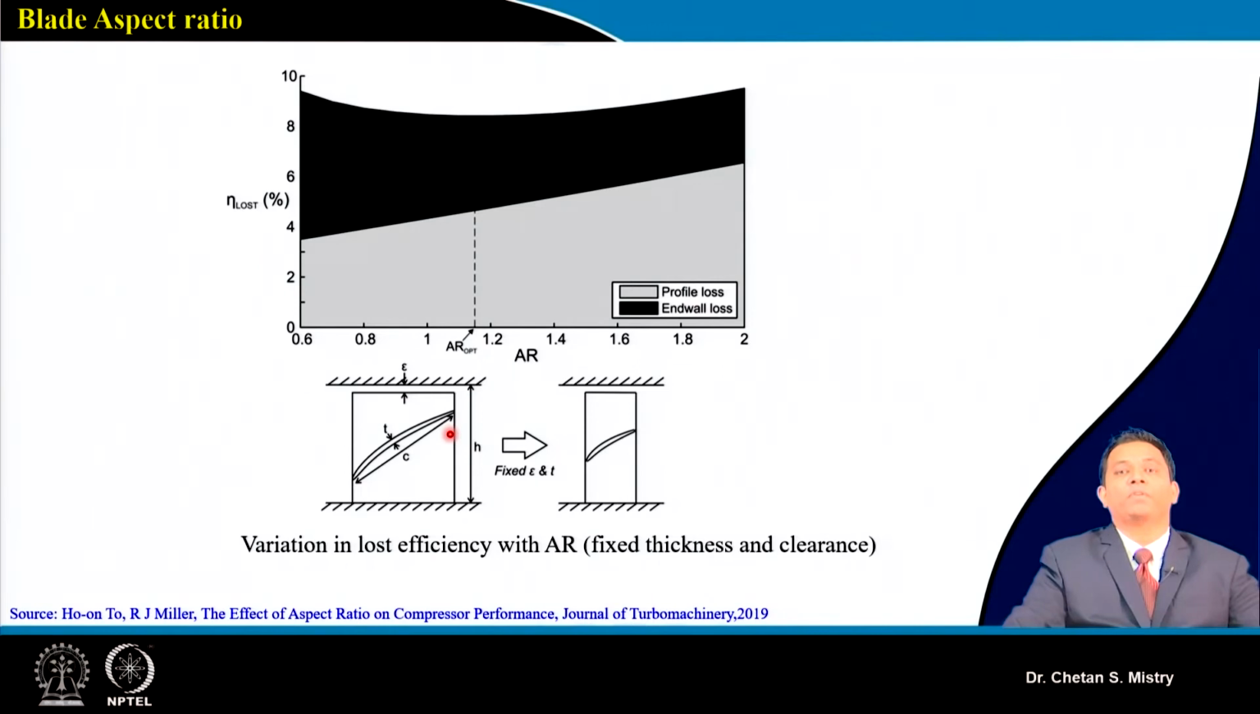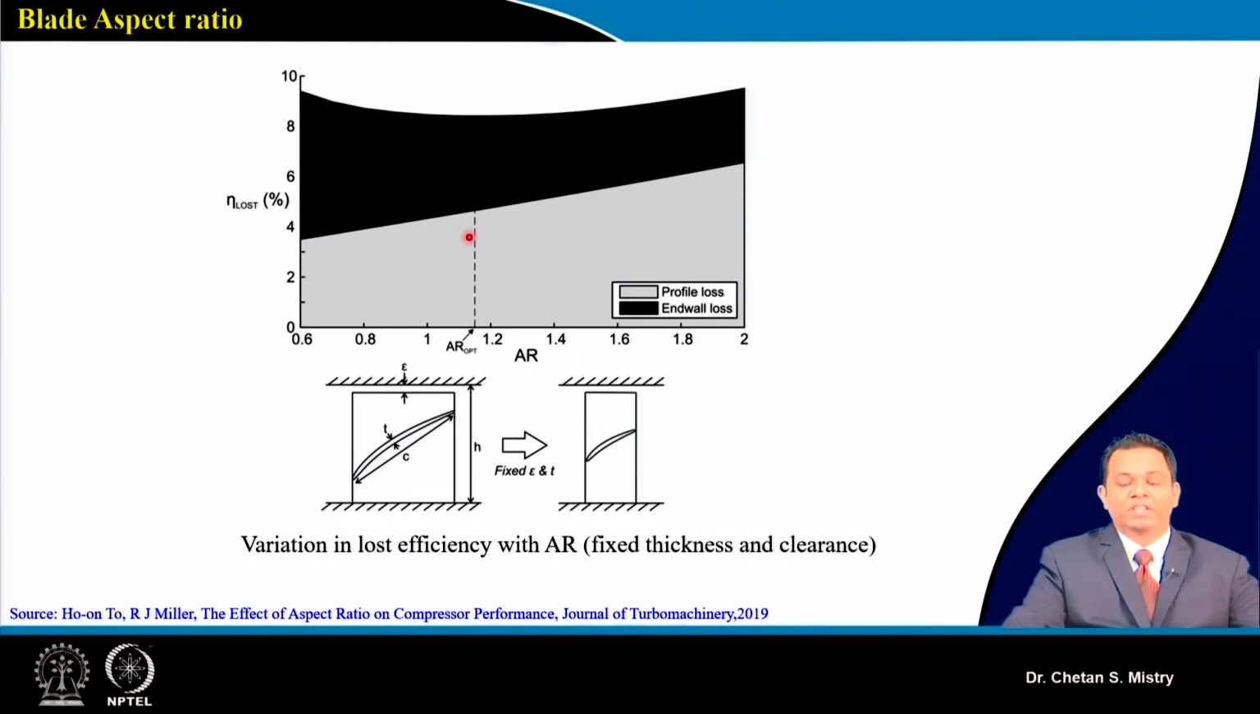Earlier, people were giving the reason for the selection of high aspect ratio blades as the benefit of reduced end wall losses. But if you look at this reported work, it says that when we increase the aspect ratio, our end wall losses reduce, but at the same time our profile losses increase. And this results in a loss of efficiency.